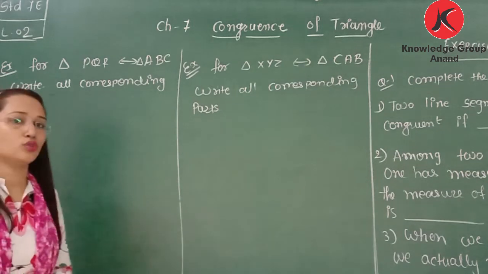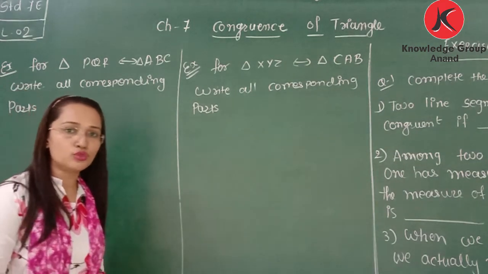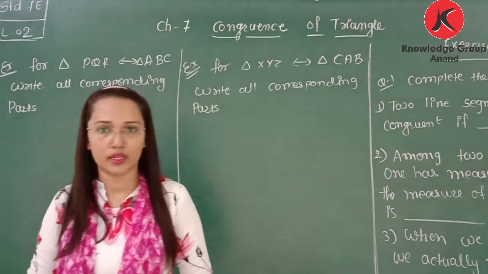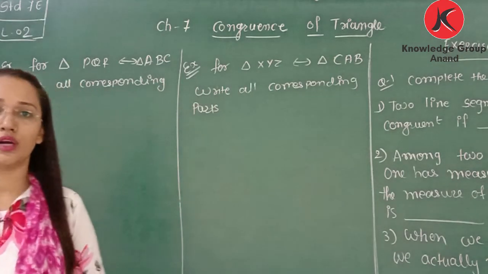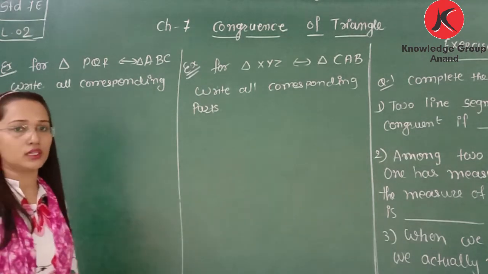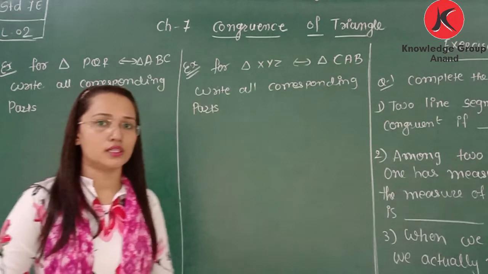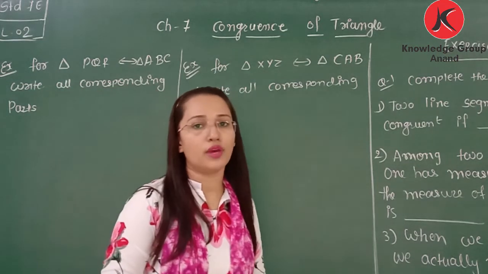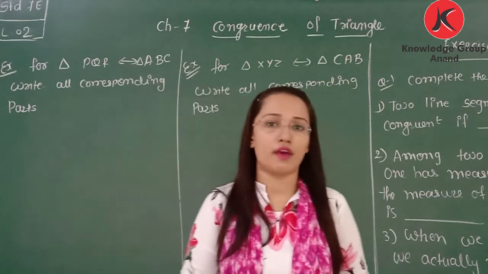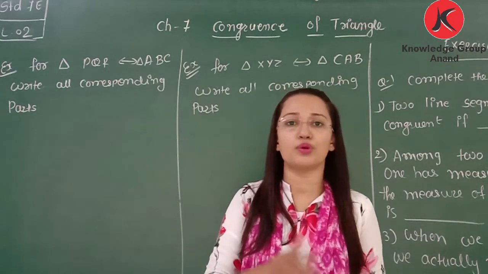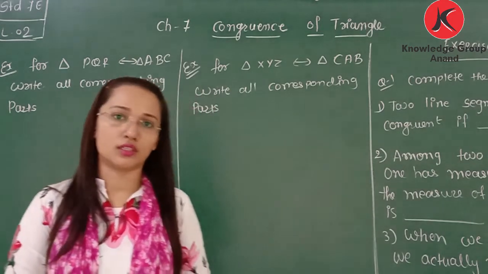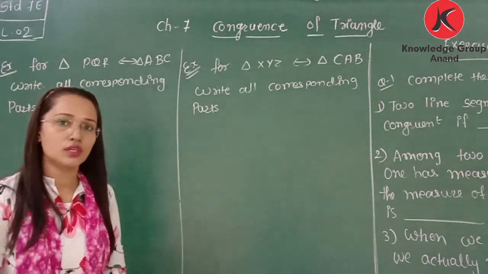After that we learn about congruent angles. If two angles are of equal measure, then they are called congruent angles. And at last we learn about congruent triangles. Now what is a congruent triangle? If two triangles are exactly the same, how can we say that they are exactly the same or not? If we take a trace copy of the first triangle and superpose it on the second one, and if they completely cover each other, then they are called congruent triangles.